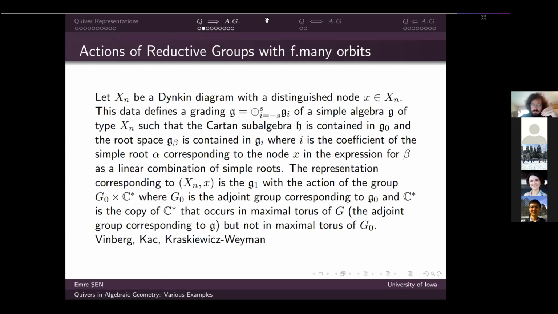Here, this is not just simply laced, but let Xn be a Dynkin diagram. It can be any of them, right? You know, there are the B, C, D classes, and then we have E, F, and G, right? And you just pick a node, just a distinguished node. And then, by using this, we imagine that we are removing that node, and we obtain a grading on this Lie algebra.